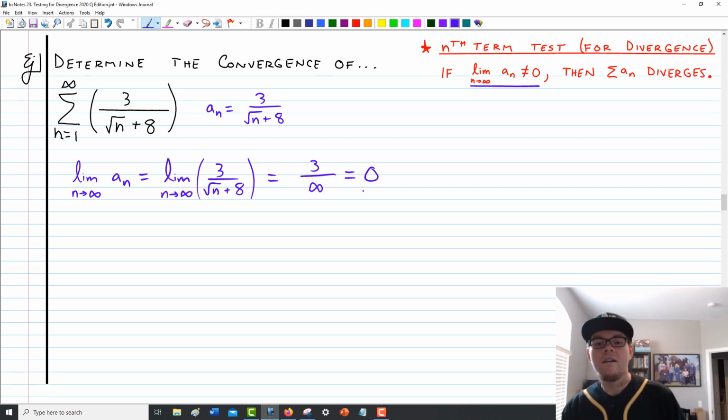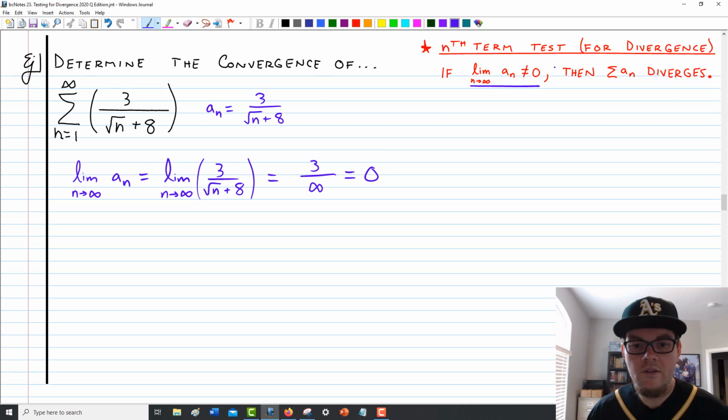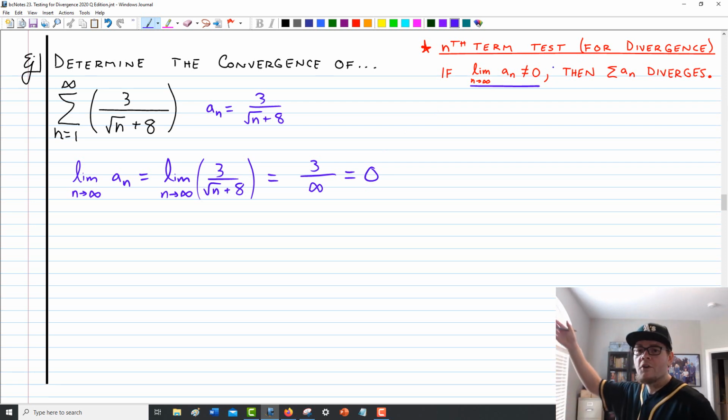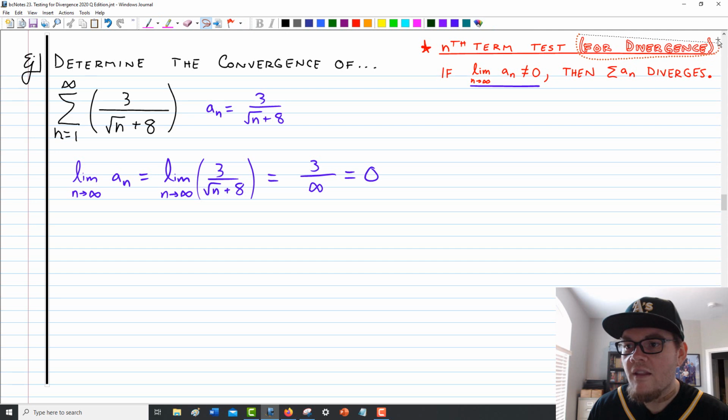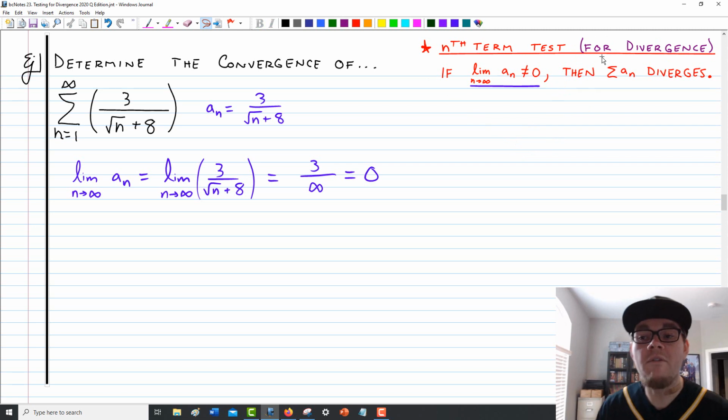Now, sometimes people think about the nth term test and they go, oh, it equals 0, that means it converges. Done. But be very careful here. It says very clearly in our statement that this is the nth term test for divergence. So this only tells us that something diverges.